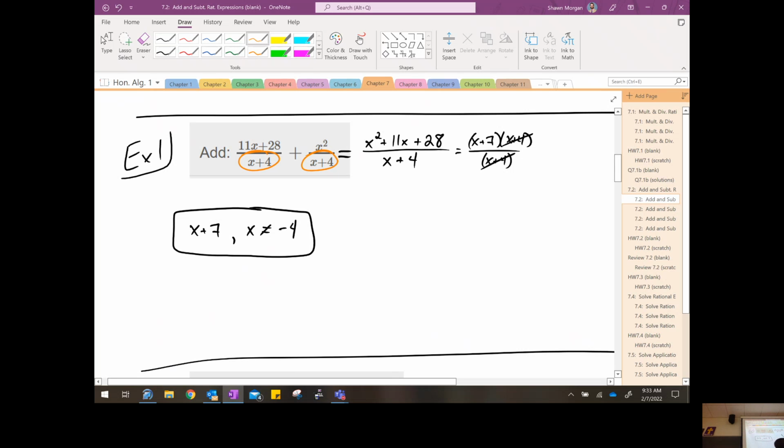Because I had canceled out the x plus 4. At the end, there was no denominator. But we're looking for restrictions. Look for restrictions in the original denominators. All right, look for restrictions in the original. Will McAllister, did you write that down? I sure would like for you to. Look for restrictions in the original denominators. Okay.